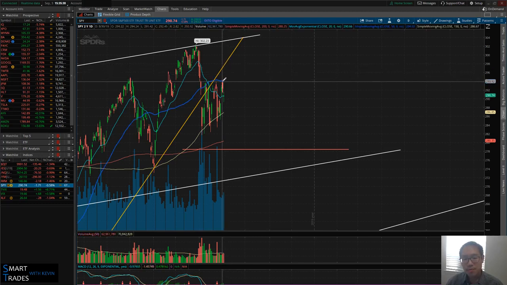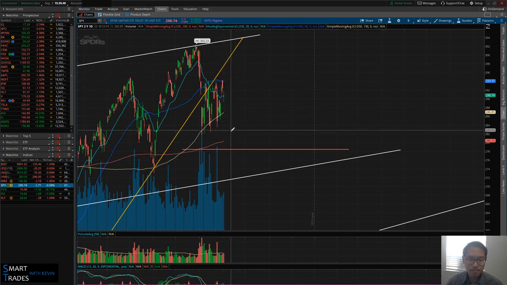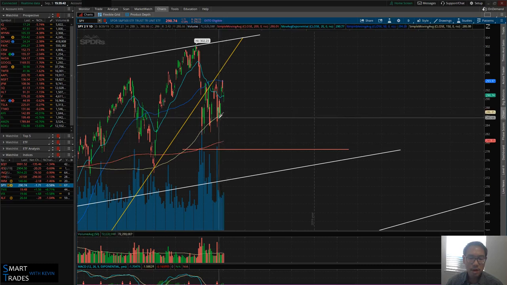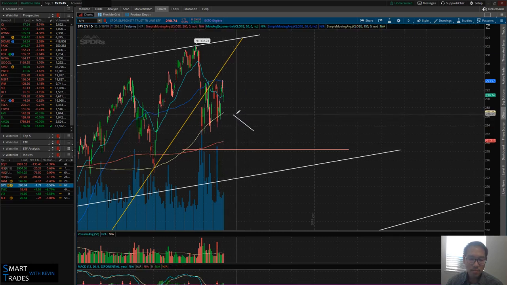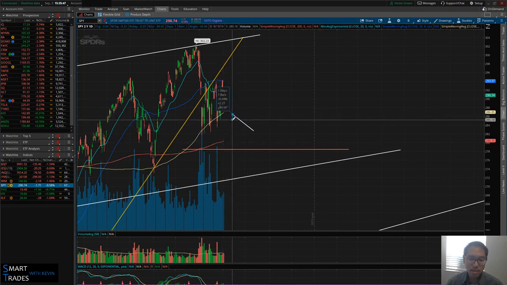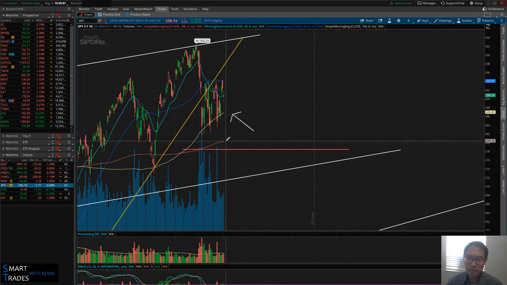Now your support levels, should we make a move down, is the 150, pointing this out in the past, followed by your red line supports. That's the 200 period moving average around SPY 280. And your red line support, which is around SPY 278.40. Okay? Those are your major support levels.